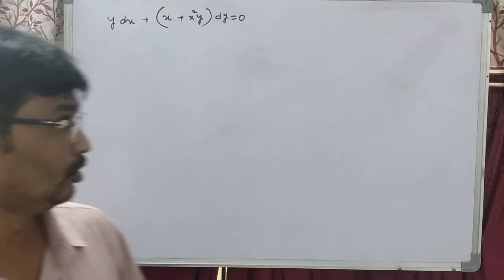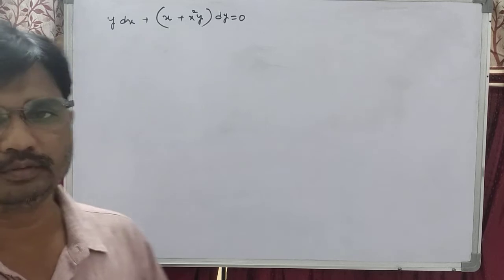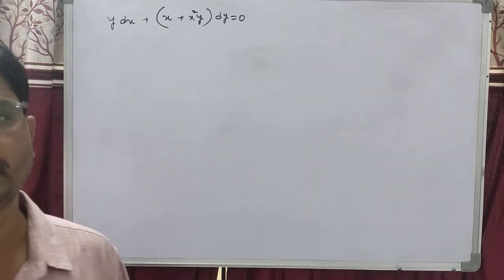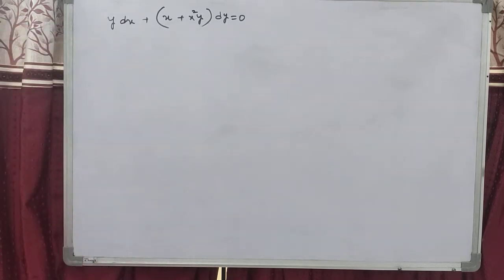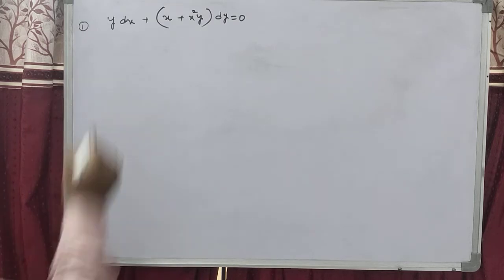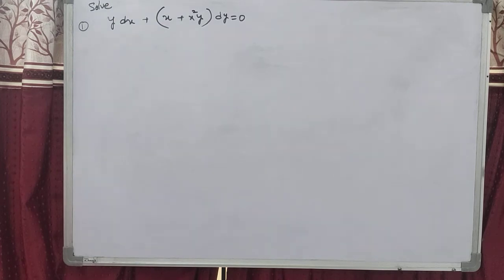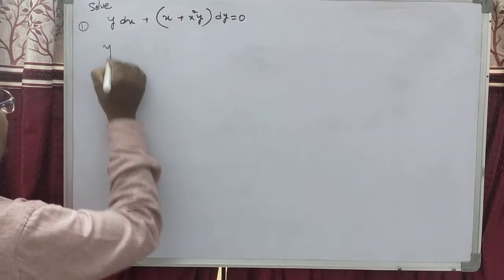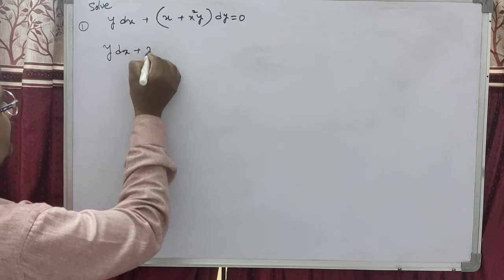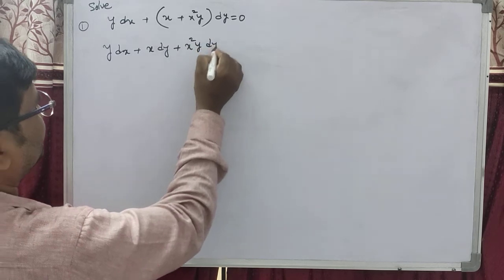Today also we are going to discuss some different models in the method of inspection of the differential equation. Okay, students, let us take the first one: y dx plus x square y dy. First you have to multiply with dy, that is y dx plus x dy plus x square y dy equal to 0.